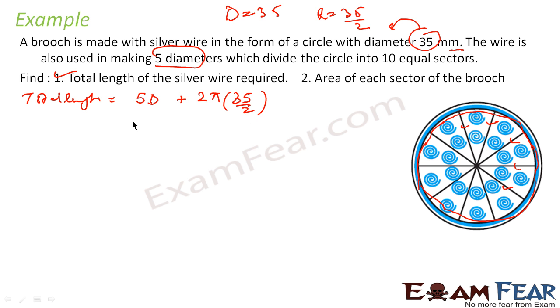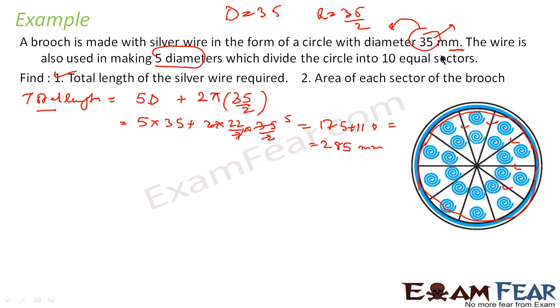So let's solve this. That is nothing but 5 into D, D is 35, plus 2 into pi, I'll say 22 by 7 because 35 can cancel. 35 by 2, 2 to cancel, 7, 5, 35. This comes out to be 175 plus 110, and that is 285, and the unit will be millimeter. Why? I'm talking about length, and it is millimeter. So 285 millimeter of the silver wire is required to create this.